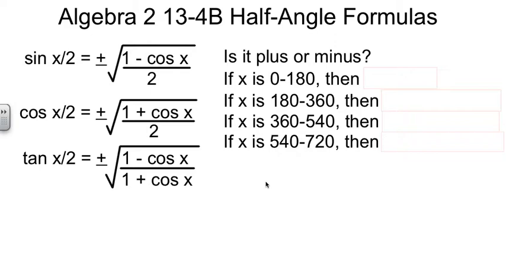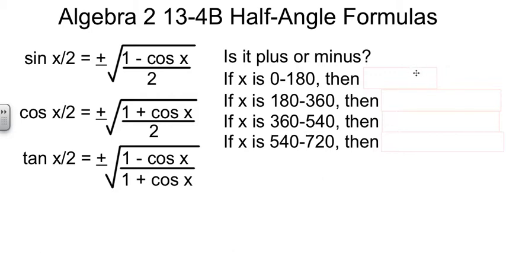Now you'll notice one thing here, each one only has one formula. It's not like cosine 2x last time that had 3 choices. You'll also notice that all of the formulas involve a square root and a positive or negative. Okay. The question always comes up, is it a plus or is it a minus? Well, it depends on where your angle was.